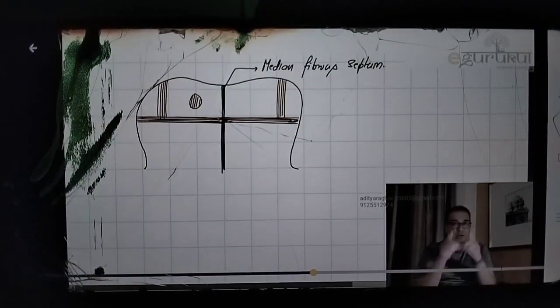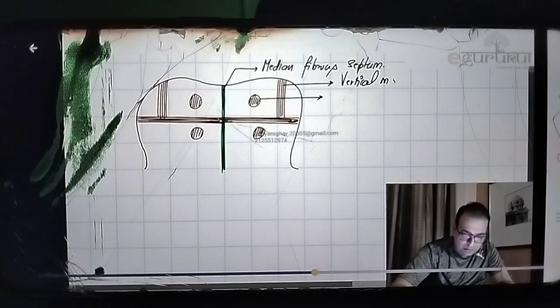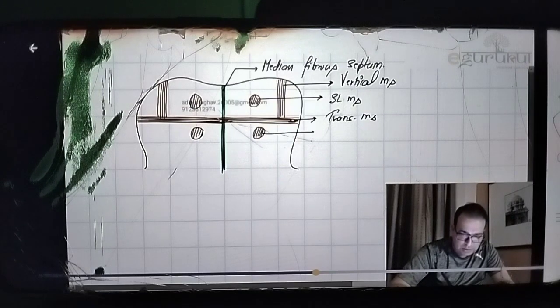I told you the longitudinal muscles are running anteroposteriorly, so when you take a section, they look like this. These are the superior longitudinal muscles. And the ones present below are the inferior longitudinal muscles. So we have the vertical. These are superior longitudinal muscles. This is transverse. And that's how the inferior longitudinal muscle is present.